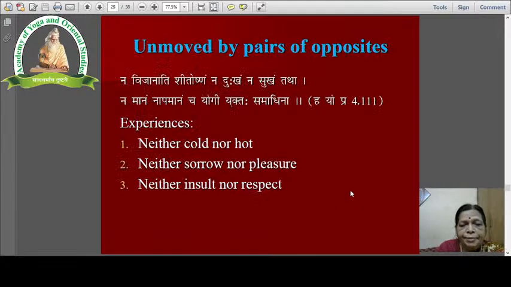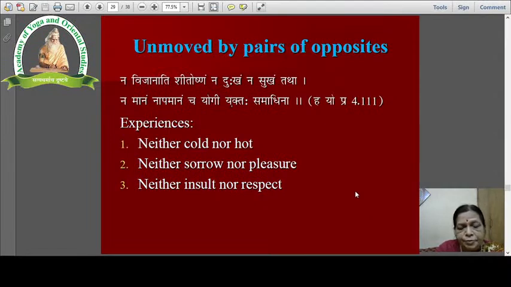Now he is unmoved by pairs of opposites. Na jānāti sītoṣṇaṃ, na duḥkhaṃ na sukhaṃ tathā, na mānaṃ nāpamānaṃ ca, yogī yukta samādhinā. He experiences neither cold nor hot. Heat and cold cannot affect him. He experiences neither sorrow nor pleasure. Pleasure, sorrow, or happiness have nothing to do with the yogi. And he experiences neither insult nor respect.